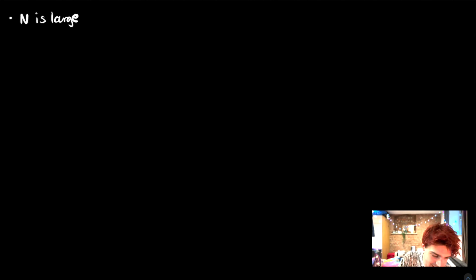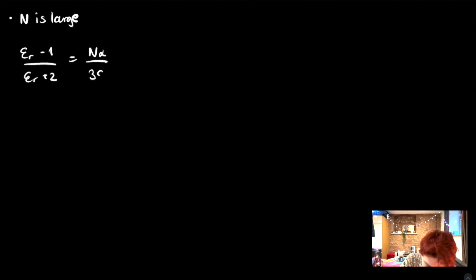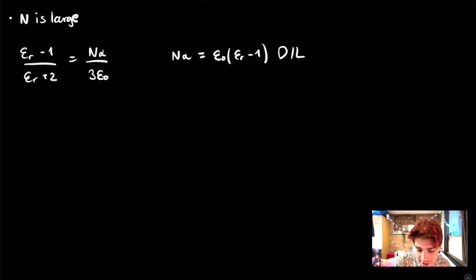So if we go back to the Clausius-Mossotti relationship, we find epsilon r minus 1 over epsilon r plus 2 is equal to n alpha divided by 3 epsilon naught. We actually find that this n alpha term is much, much bigger than the 3 epsilon naught term, which wasn't the case before right here. So whereas before we had that n alpha is equal to epsilon naught times epsilon r minus 1, and this was for the dilute case, we can't make this approximation here because n is not sufficiently big for us to justify that.